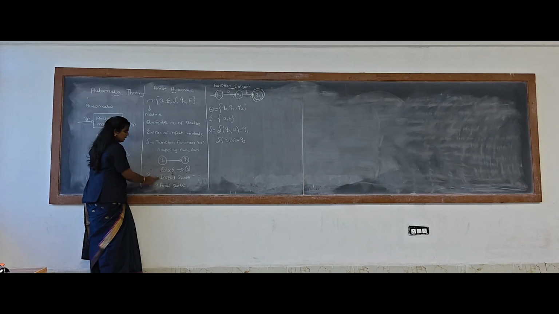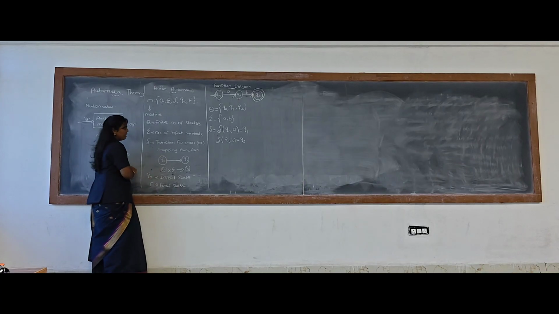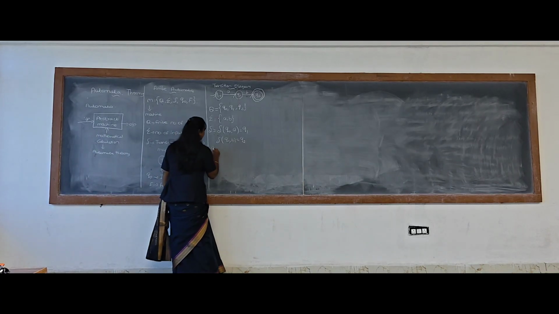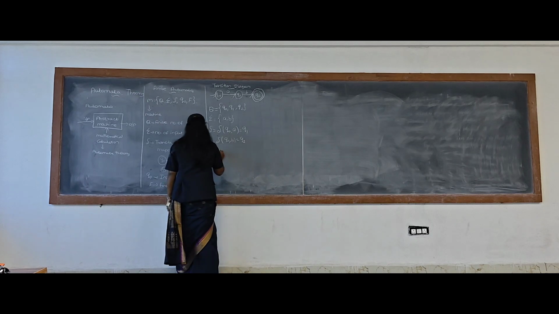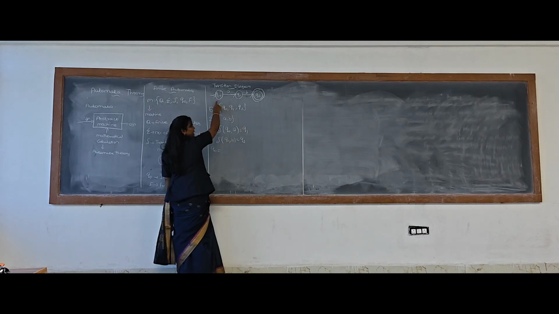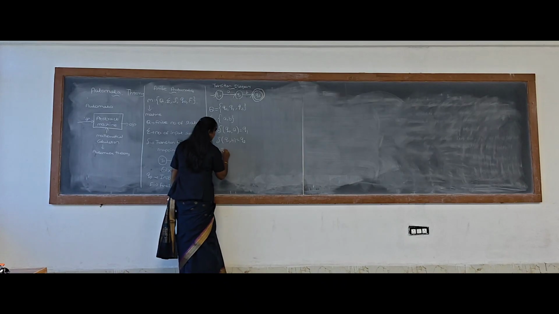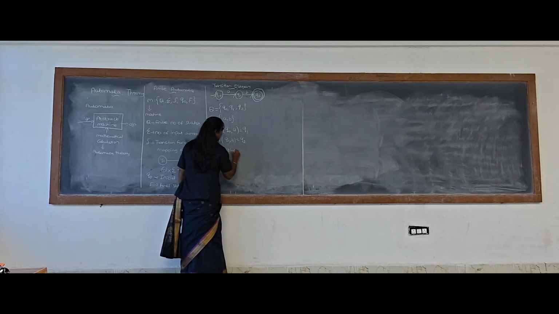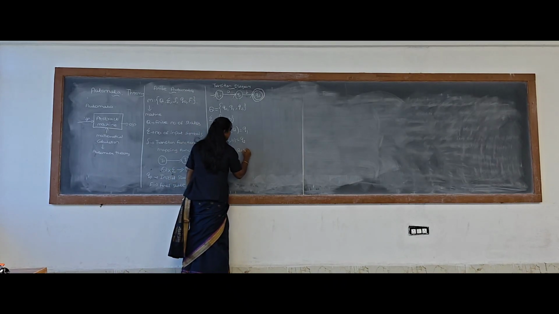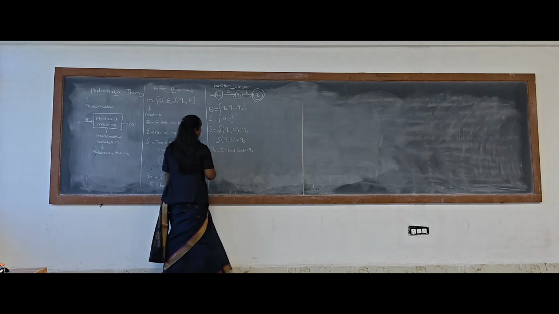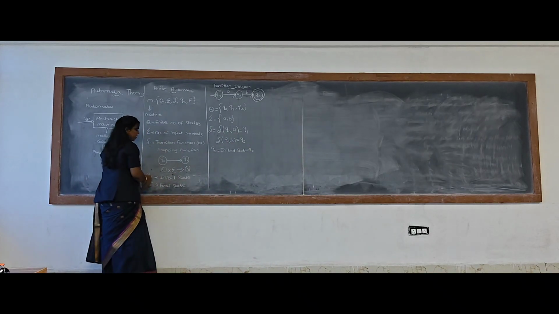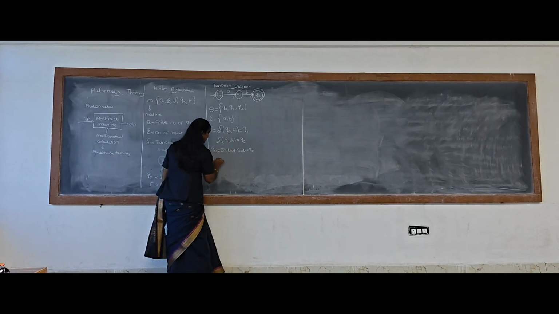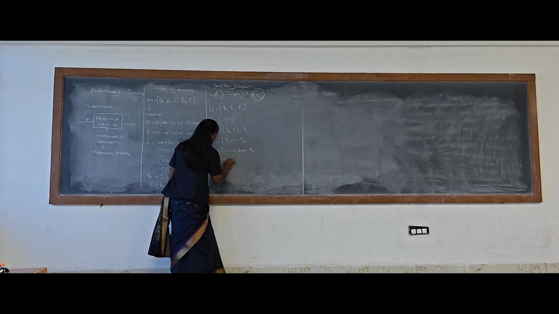And next one is the initial state. The next tuple is the initial state, which is Q naught. Q naught is the initial state. Again, in this diagram we also have the initial state Q naught. So initial state equals Q naught. Okay. The next one, F, is the final state. So F represents the final state.